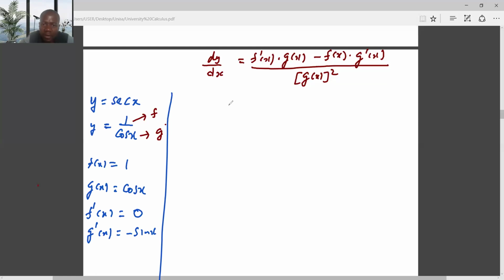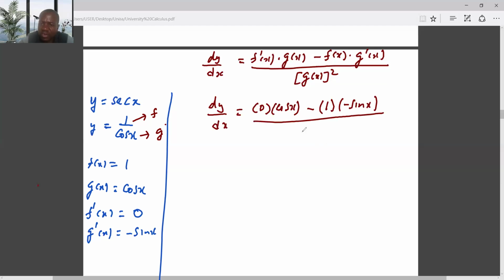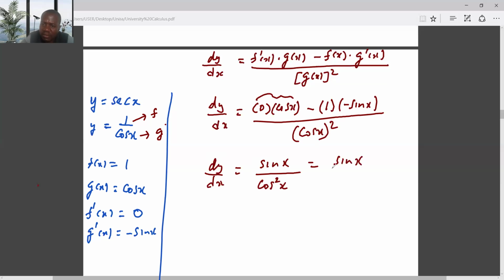Okay? Now, let's do the derivative. f prime, 0, times g of x, cos, minus f, 1, times g prime, negative sine, over g of x, cos, all squared. We're going to say dy over dx, this part is 0, and this will be sine x over cos squared x, which is the same as sine x over cos x times cos x.